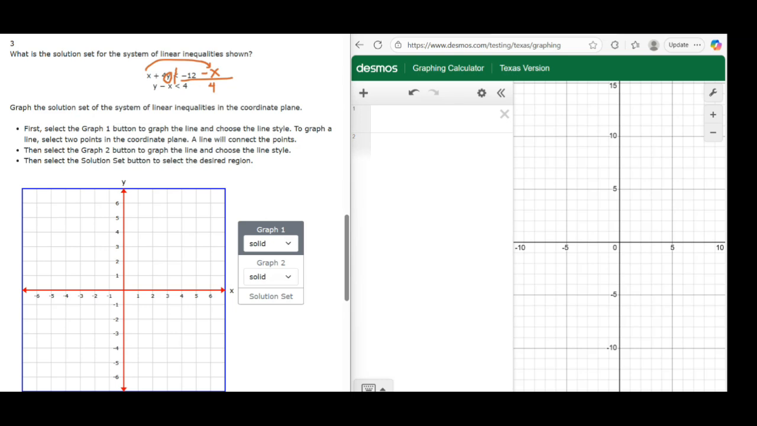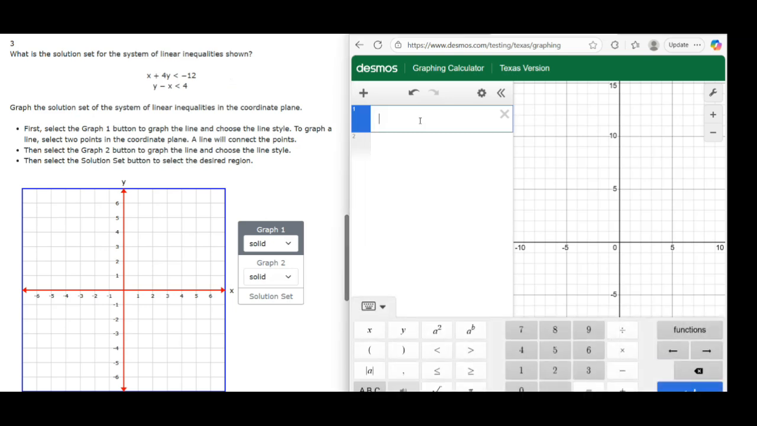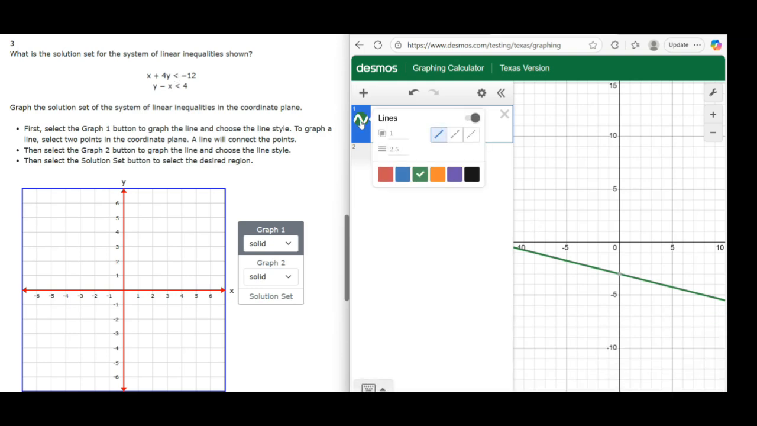Alright, so let's see. Now if I were to simplify that, negative 12 divided by 4 is negative 3, so minus 3. And then negative 1 divided by 4 is just negative 1 over 4, so it says negative 1 over 4x minus 3. Y equals negative 1 over 4 x minus 3. And this will be a dashed line because it's missing the line underneath. And the shade for this one will be less, so it's underneath. So the shade is down here.